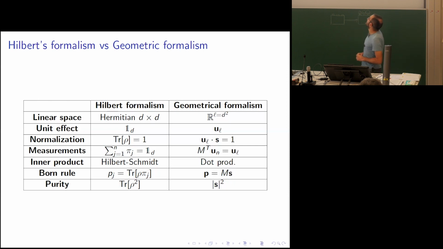I forgot to mention that the dimension of the real space, I will denote it with L, is equal to the square of the Hilbert space dimension. So the degrees of freedom, the number of operators in a spanning set of the space of operators, requires that number. I will denote the unit effect with U, and it will be convenient. It could be any vector at all. It has no operational meaning, but it will be convenient to regard it as the vector with all entries equal to 1.